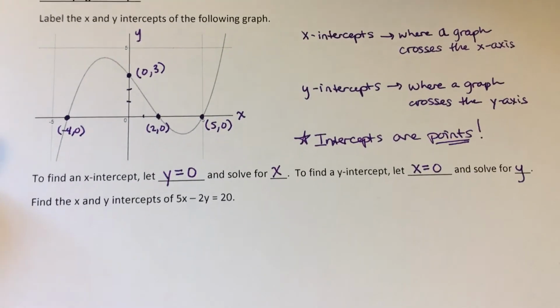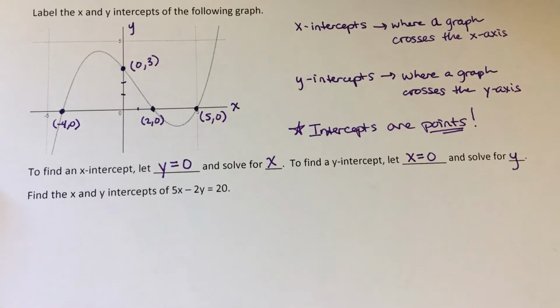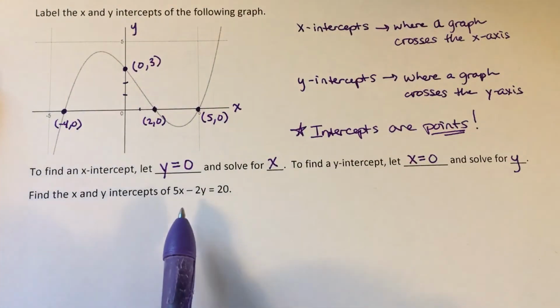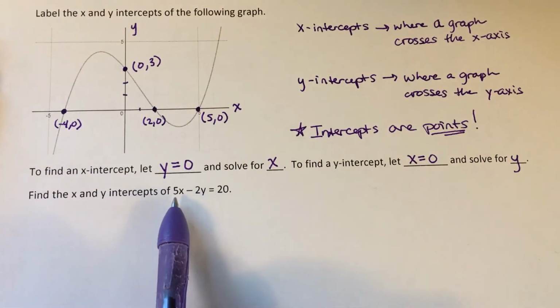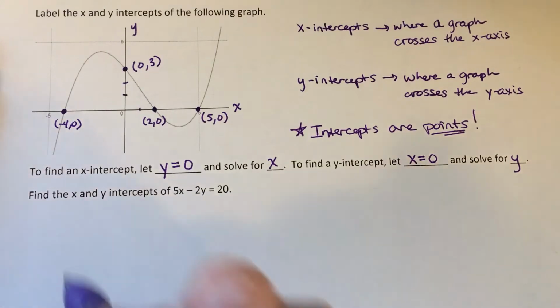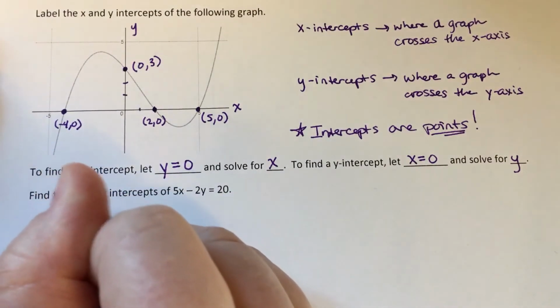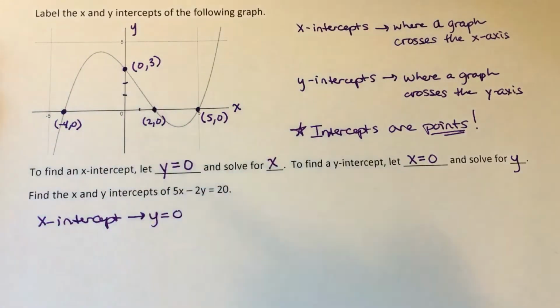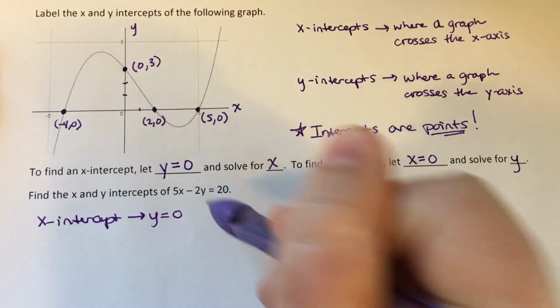So let's do an example of that, and then there'll be a couple other examples that we'll do in subsequent videos. But let's try this one. It says find the x and y intercepts. So if I want to find the x-intercept, we're going to let y = 0. And we're just plugging that in. So where there's a y, I'm going to put a 0.